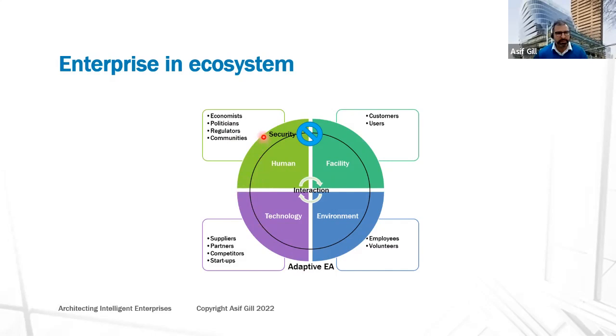We could have economists, politicians, regulators, communities, suppliers, partners, competitive startups. We have employees and volunteers, we have customers or users. So you can see that there's a whole lot of actors playing in that ecosystem and interacting with these layers, and those layers are locked or secured via the security layer. So that was all about adaptive EA, or the adaptive enterprise architecture approach. It adapts to different things.